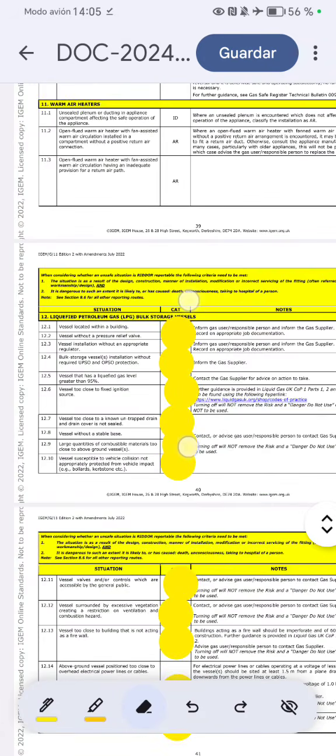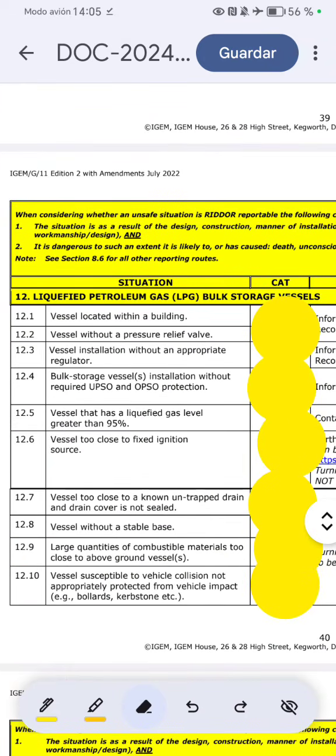Got loads of questions left. Let's fly through these. 12.1. Vessel located within a building. This is LPG. I don't have my LPG ticket, but if you do, go for it. What do you think is 12.1? And 12.2. Vessel without a pressure relief valve. Okay, 12.3. Vessel installation without an appropriate regulator. 12.4. Bulk storage. I don't know these. Okay, and I don't have my LPG ticket. I once did. I didn't really use it at all, so I don't get much practice with LPG. So I'm not even going to attempt these.